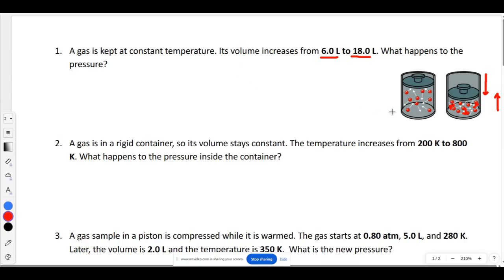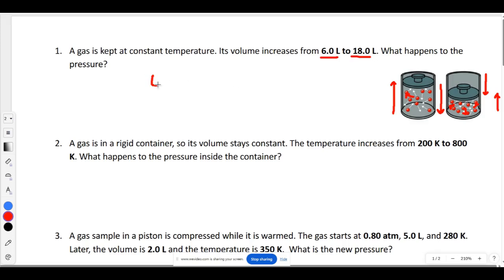But the question says the volume goes up. It goes from 6 liters to 18. So what's that going to do to the pressure? Now these little air particles are more spread out. They're not going to be banging against the sides of the container as often. So that's going to cause the pressure to go down. But how much? If volume goes up, pressure is going to go down.